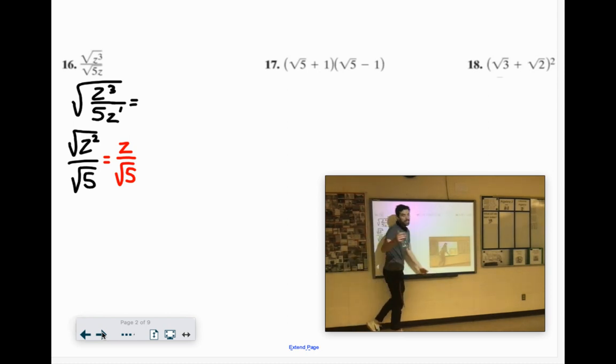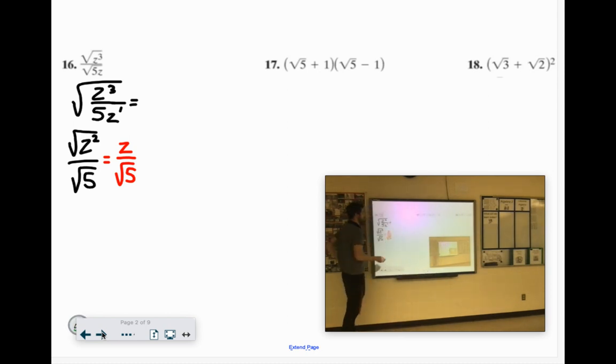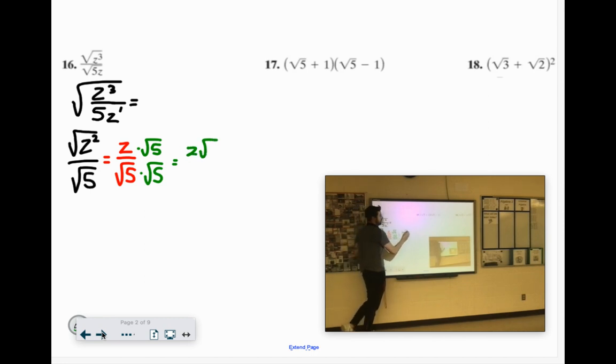But remember, we can't have radicals in the denominator. So you can multiply it by root 5 over root 5. And that won't be a problem. So we're left with z root 5 in the numerator. Denominator, square root of 5 times the square root of 5 is just regular 5.